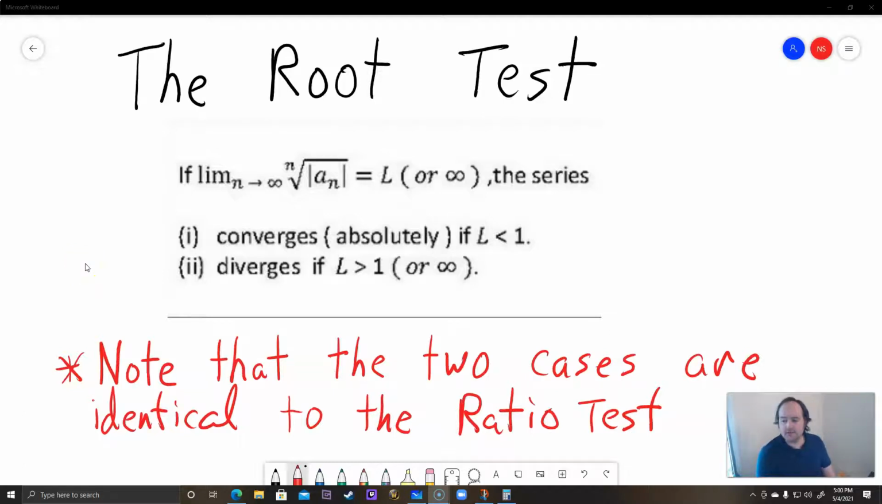Hey students, this is a video on the root test. Now the root test is actually very similar to the ratio test, so make sure you've already watched my video on the ratio test.